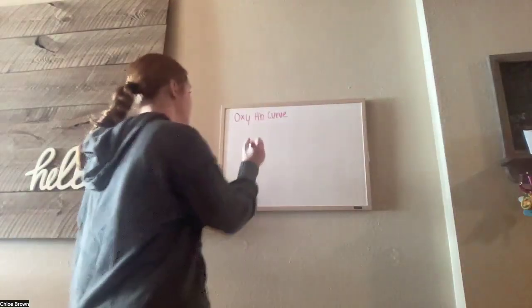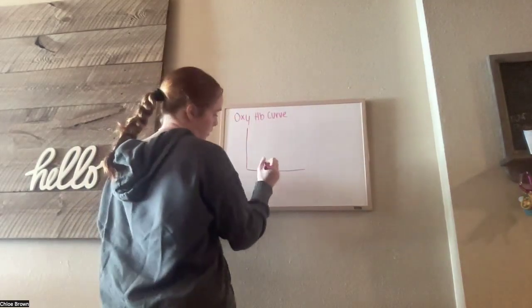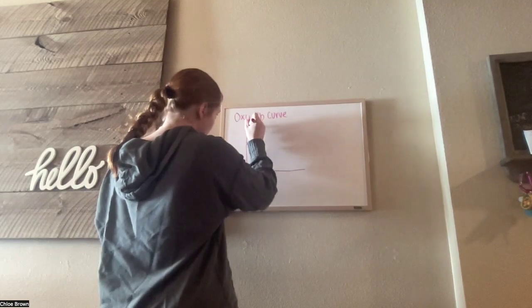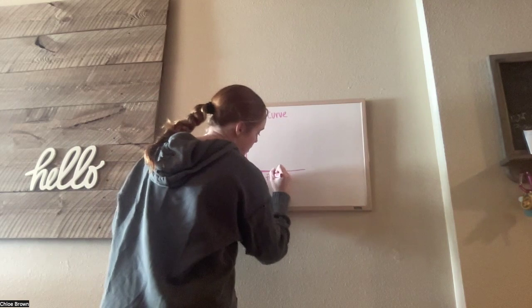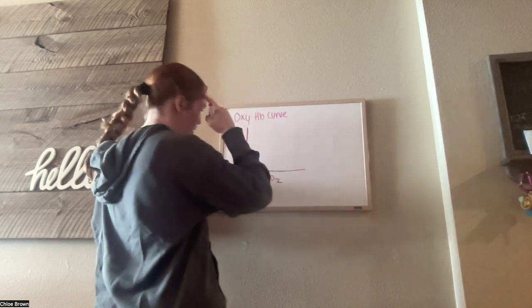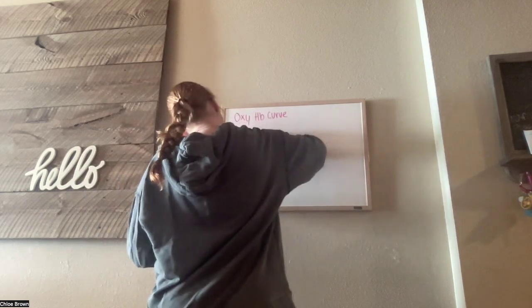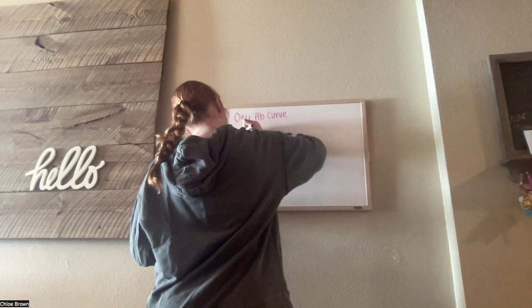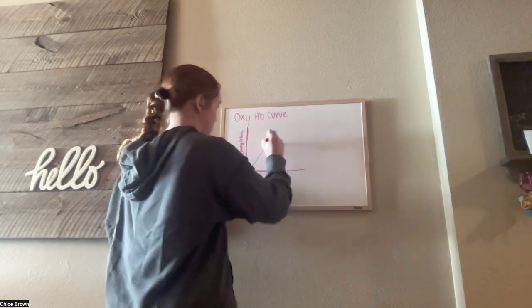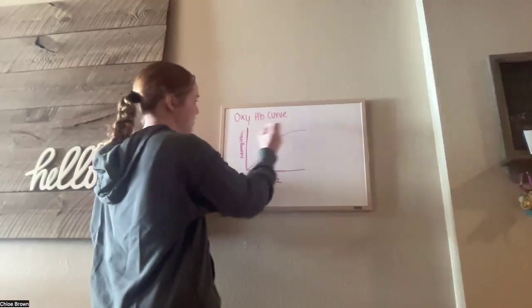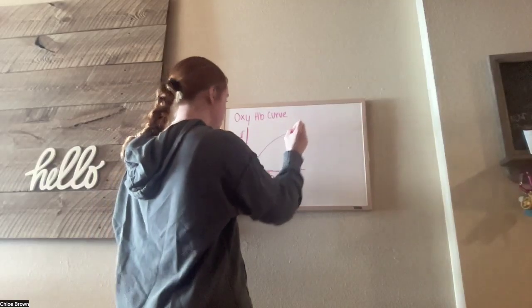So the oxygen hemoglobin curve, on the x-axis is the partial pressure, and on the y, it's the concentration of hemoglobin. So it kind of just starts out like that. So at a higher partial pressure, hemoglobin concentration is at its highest.